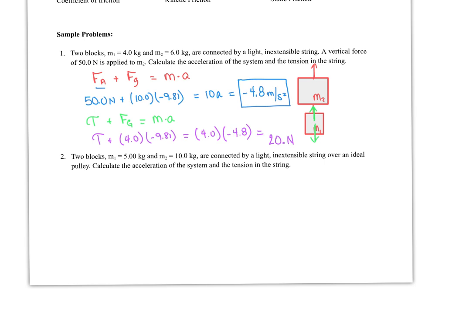All right, so this is two blocks. They're connected by a light, inextensible string. It's not stretching over an ideal pulley. Calculate the acceleration of the system and the tension on the string. Remember, for this one, again, you want to draw free body diagrams, and I think my instructions on your quiz says draw free body diagrams here. But we have one block. We have another block.